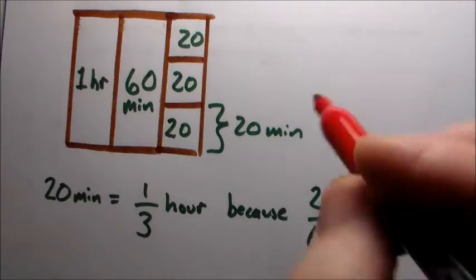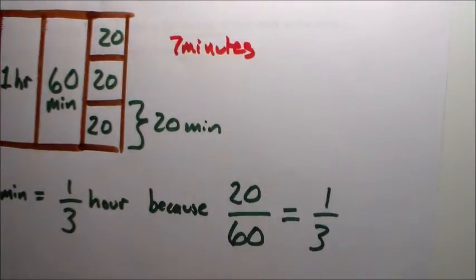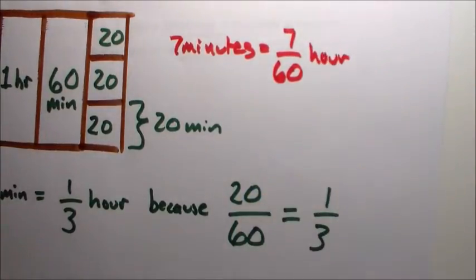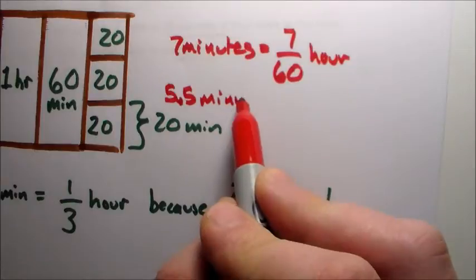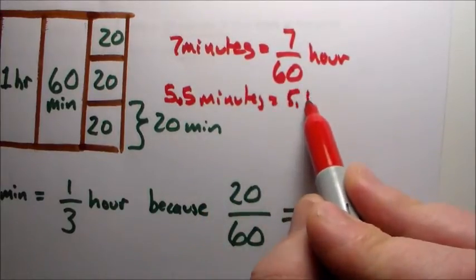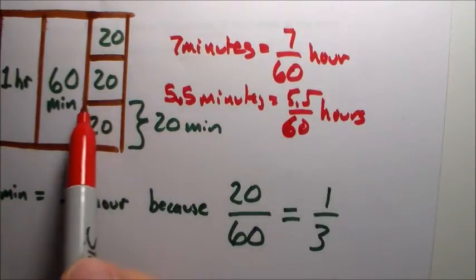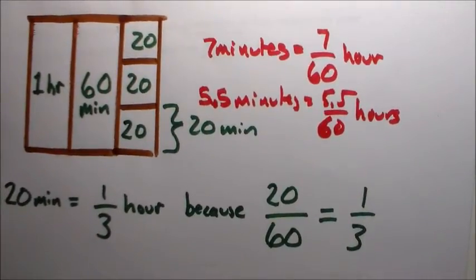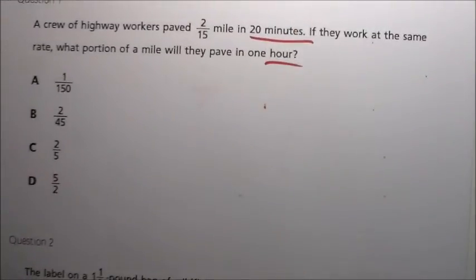So if you have, for example, 7 minutes, that is going to equal 7/60ths of an hour. And if you have 5.5 minutes, that is going to equal 5.5 divided by 60 hours. Right? You can put it over 60. 20 over 60 equals 1/3 to get from minutes to an hour. It's the same as just dividing by 60, but looking at it as a fraction, you put it over 60. Okay, so that hopefully will give us some help.